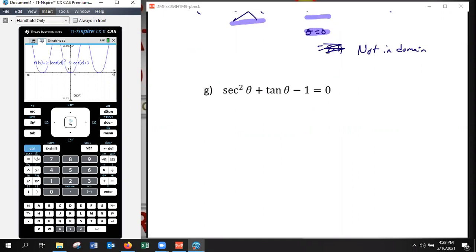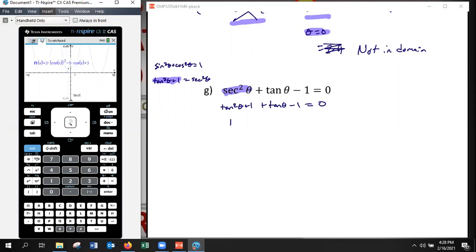So if you remember, we have our Pythagorean triple, sine squared theta plus cosine squared theta equals 1. And since we have secant squared, I have to figure out how to turn this Pythagorean triple into the secant squared, and that secant squared comes from 1 over cosine squared. So tangent squared theta plus 1 will equal secant squared theta. What that means is we can substitute tangent squared theta plus 1 in for secant squared theta. So I have tangent squared theta plus 1 plus tangent theta minus 1 equals 0.